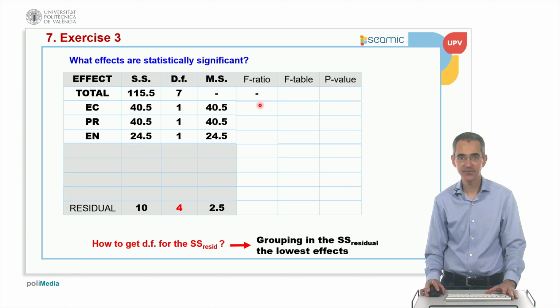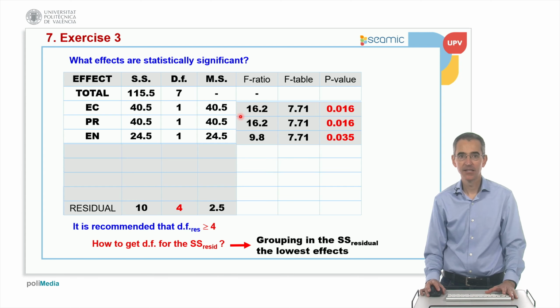We can compute the F ratio. We divide the mean square by the residual mean square, so we get the F ratios. And then we compare with the critical value from the Fisher's table, which is 7.71. In the three cases, the F ratio is bigger than the critical value, which means that the simple effect is statistically significant, which agrees with the fact that the p-value is less than alpha. In this case, we can assume alpha 5% because we have just 8 values. So in the case of 8 values, alpha 5% is the best option.